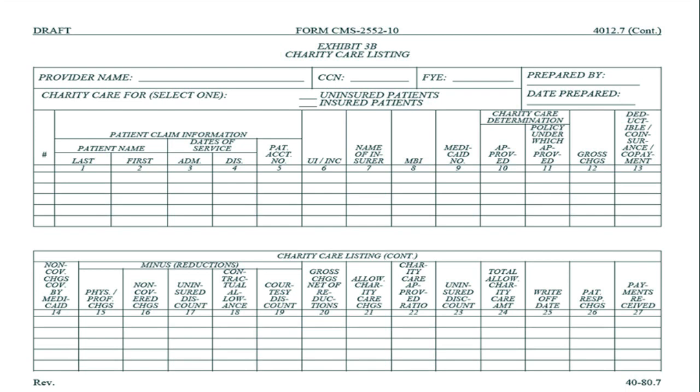Column 12 is to report total charges for just uninsured patients. Column 13 is to report deductible, coinsurance and copayment amounts for just your insured patients only. Column 14 is for non-covered services, and that is if the hospital policy permits you to include those as a charity write-off. And then the next set of columns will sound familiar to you, because these are the type of items that were requested to do the reconciliation during the audit.